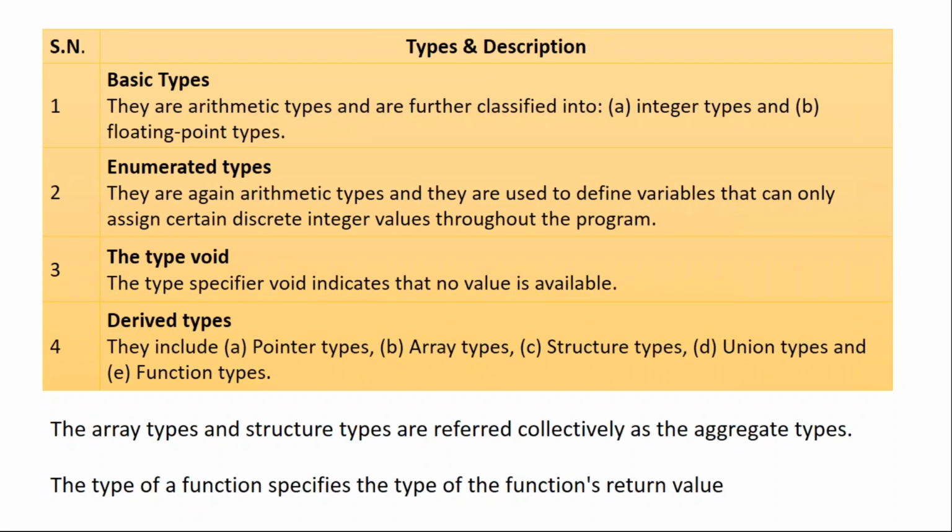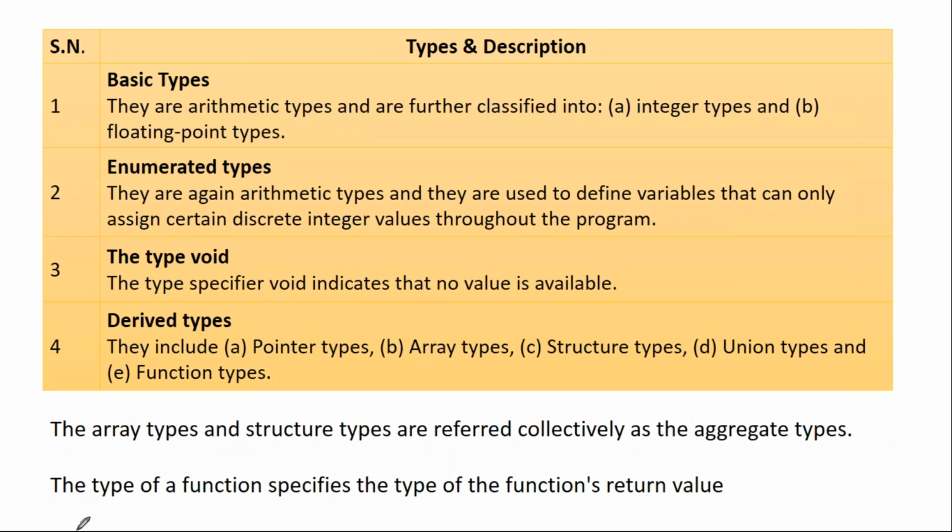There's also a concept called aggregate data types. It's not a new data type. It's a mixture of arrays and structures. Arrays deal with a group of similar elements. A structure is a group of different variables and different data types, coupled together to form a single data type. This is called the aggregate type.